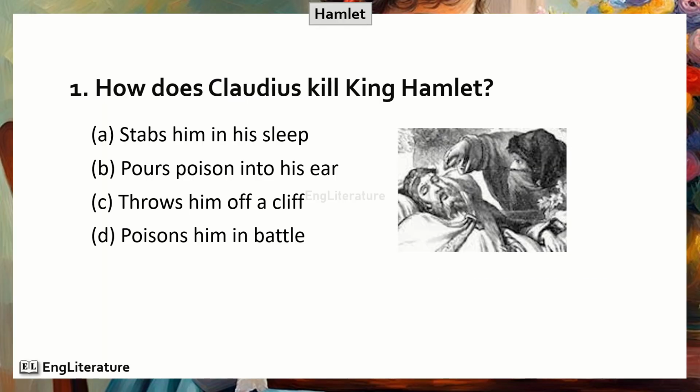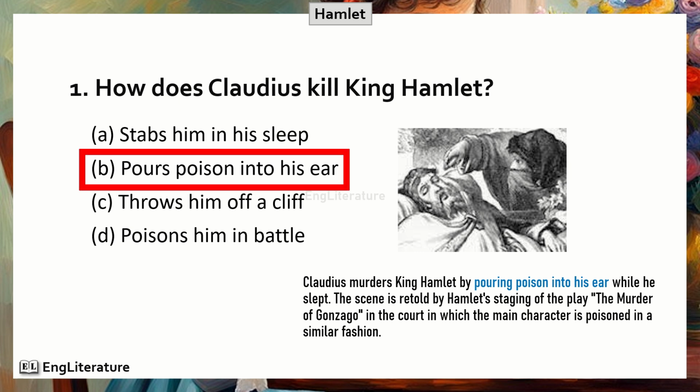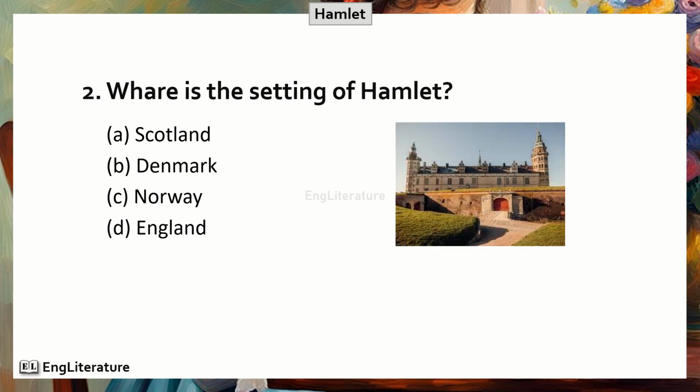How does Claudius kill King Hamlet? Friends, look at the analysis. Claudius murders King Hamlet by pouring poison into his ear while he slept. The scene is retold by Hamlet's staging of the play The Murder of Gonzago in the court, in which the main character is poisoned in a similar fashion. So, the right answer is number B. Claudius killed King Hamlet by pouring poison into his ear.